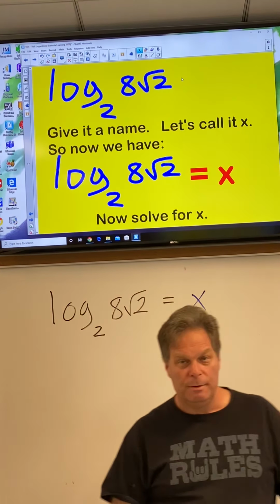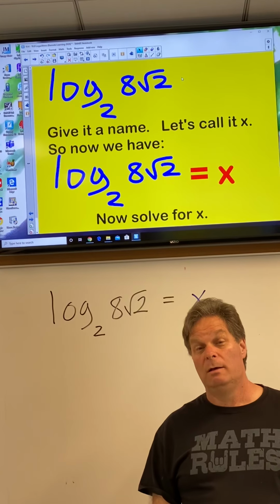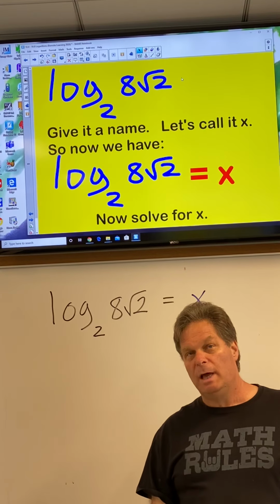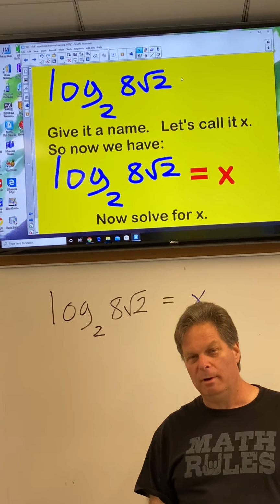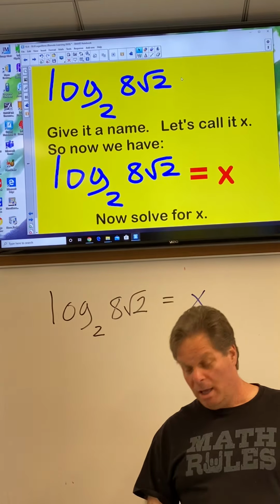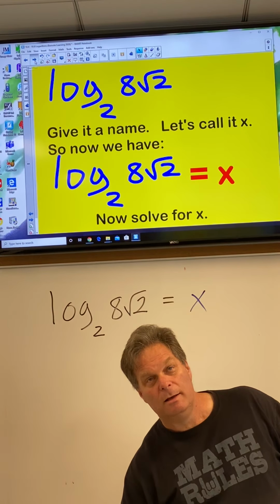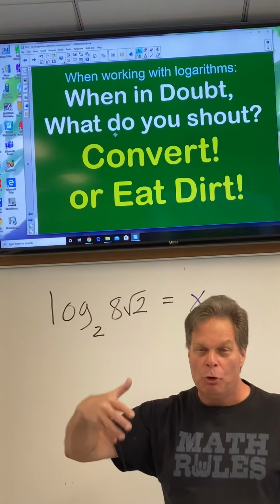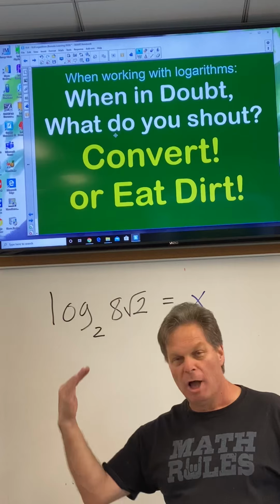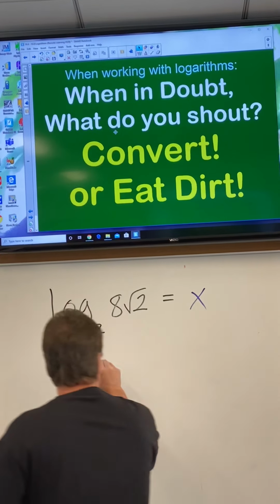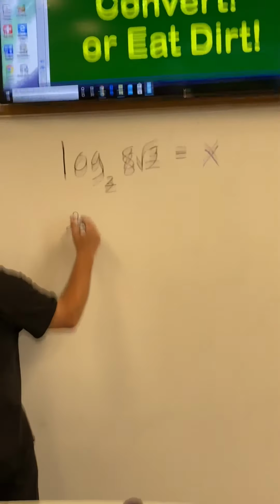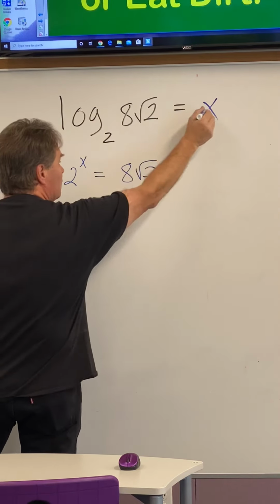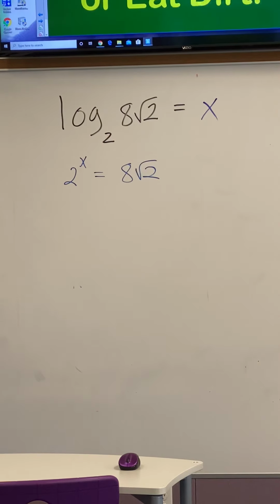Now what do I do? Well, I don't know about you guys, would you say that at this point you're somewhat in doubt as to what to do? Well, I've got an idea. If you're in doubt, what should you shout? Convert or eat dirt? I'm going to convert. So, what's the base? 2 raised to what power, x, equals 8 root 2. This base to this power equals this. I just converted. That's all I did.